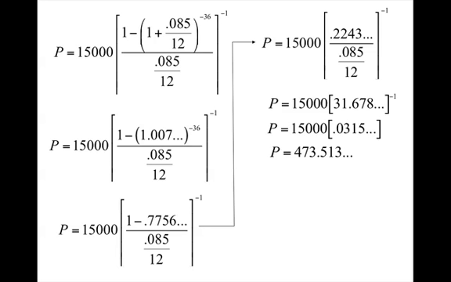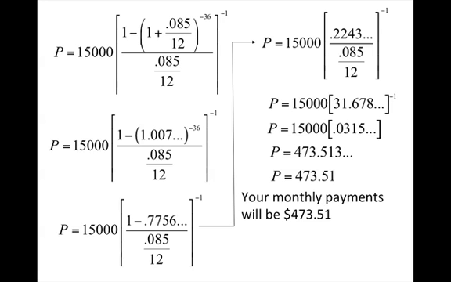All of these decimals continued on, so you just leave them in your calculator. Don't ever round until the final step. Now this is our final step, so it's money, and we're going to round to 2 decimal places. So I get $473.51. So your monthly car payments are going to be $473.51.